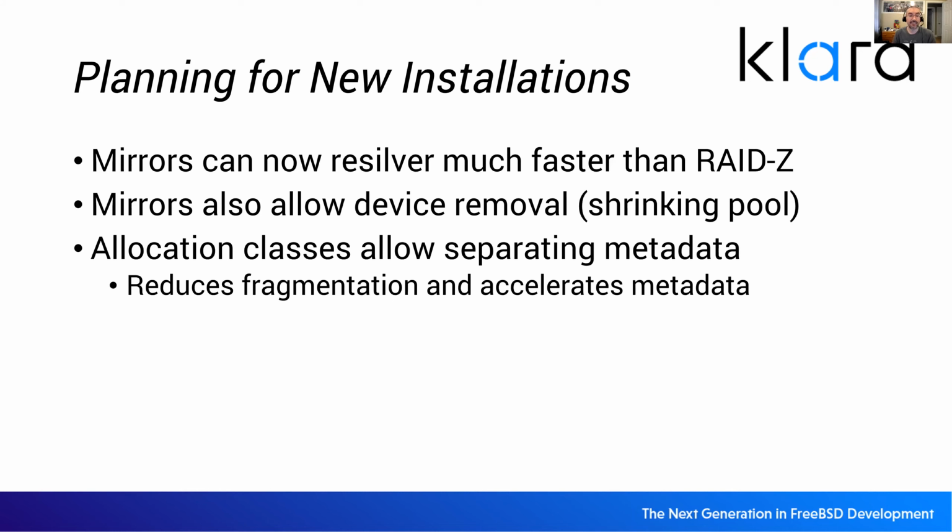But one of the big advantages of doing that with allocation classes is the ability to reduce fragmentation. Metadata are these smaller blocks, and having them mixed in with the bigger blocks can mean things don't line up as nicely. Whereas if you can take all the small blocks and put them over here and just have your other disks have all the big blocks, you'll have less fragmentation that way.